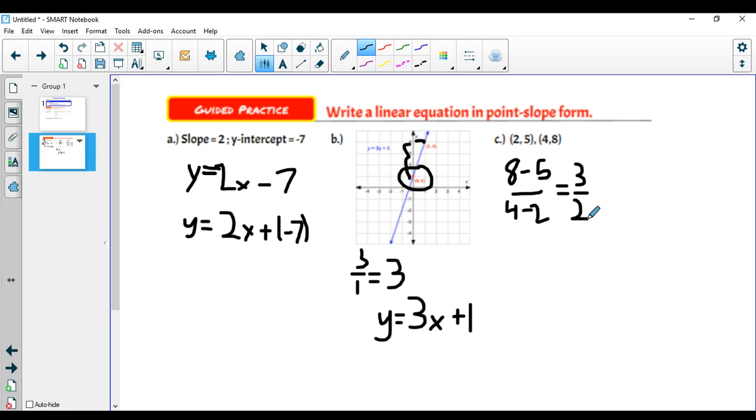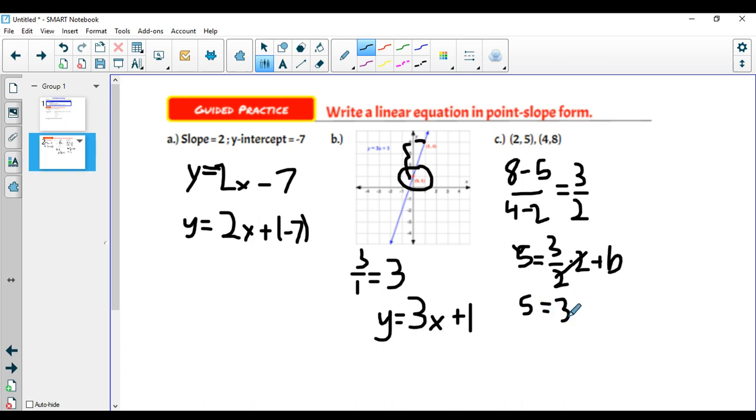Now I have to find my y-intercept. I get to pick a point. It doesn't matter which point you choose. I'm just going to pick (2, 5). So that's going to be 5, my y value, equals 3/2, my slope, multiplied by the x value in the problem, which is 2, and then plus b. And that's what I'm solving for in this equation. So now to solve it, I'm going to first multiply 3/2 times 2. The 2's will cross off. That is going to give me 5 equals 3 plus b.